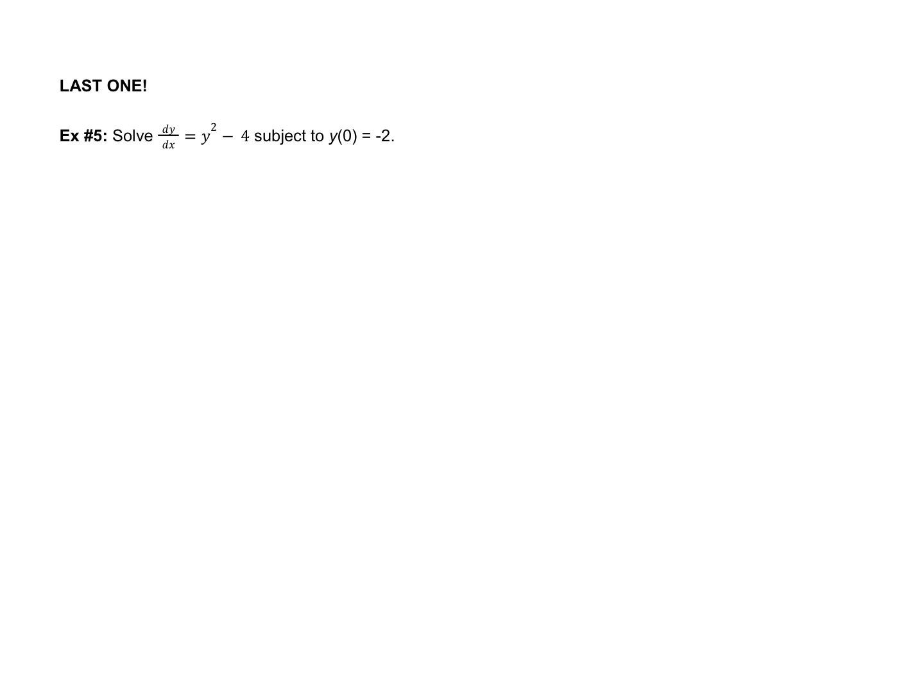So first thing I notice, I can get my y's and my x's together. So I have dy over y squared subtract 4 is equal to dx. And that's what I'm looking to integrate. Okay, so the question is, how do we integrate y squared subtract 4? Well, what we're going to have to do is express this in terms of partial fractions. So this is a over y minus 2, add b over y add 2.